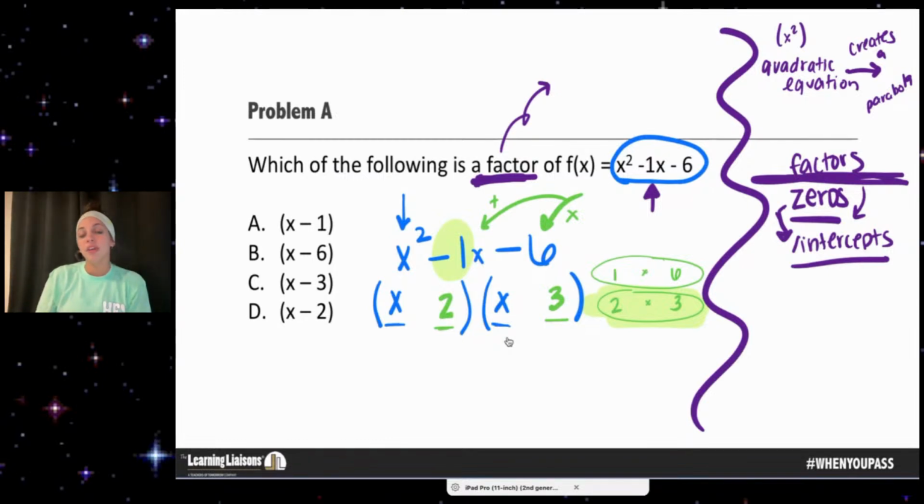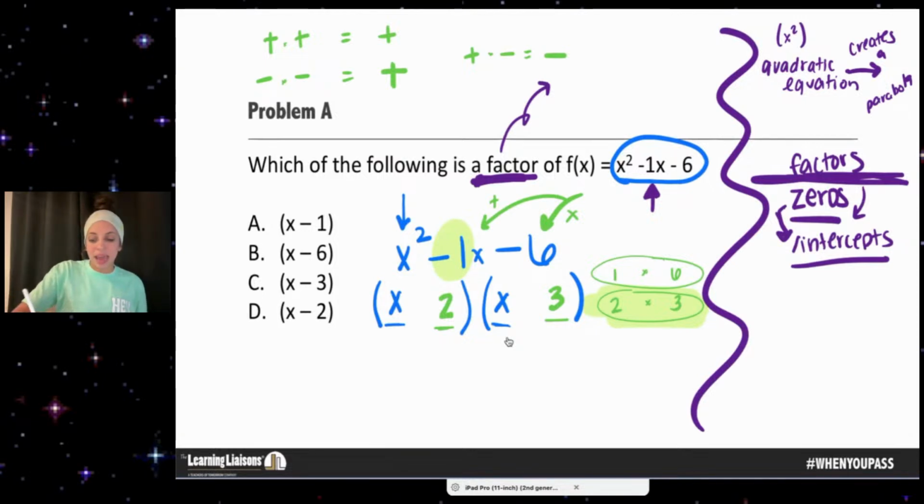So am I going to have a -3, a -2, negatives on both, positives on both? I need to multiply to get -6. A positive times a positive equals a positive. A negative times a negative equals a positive. A positive times a negative is the only way I'm going to get a negative. So one of them has to be positive and one of them has to be negative.